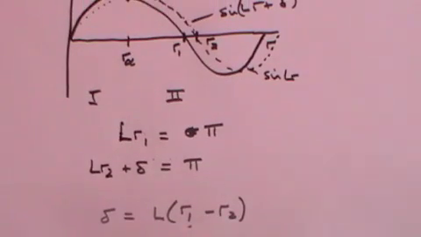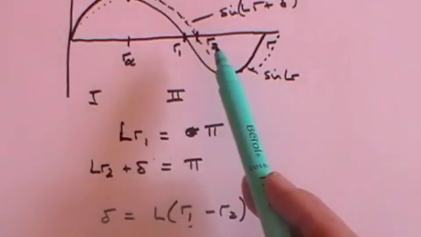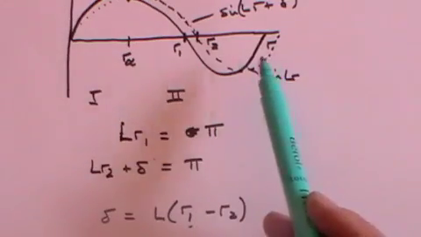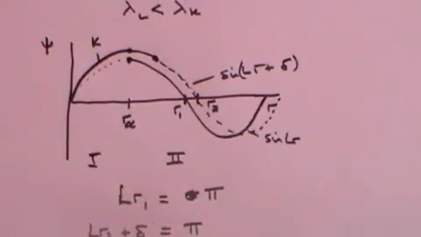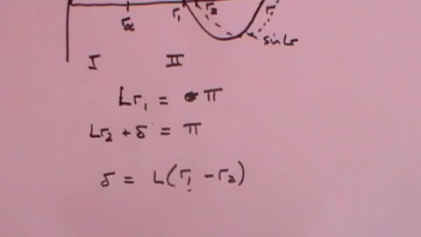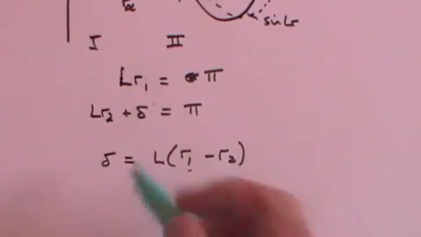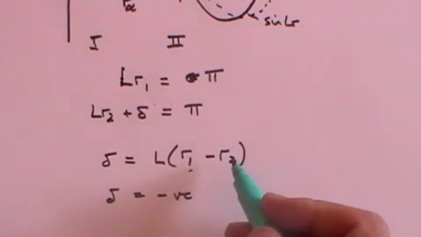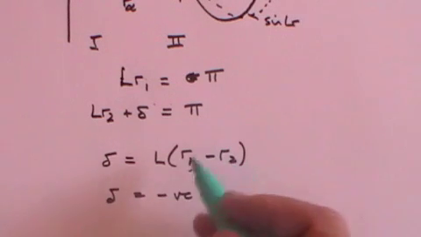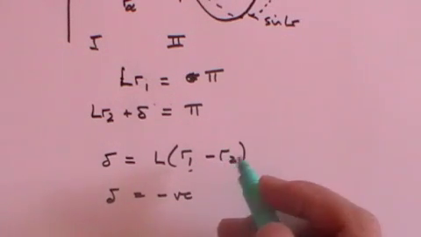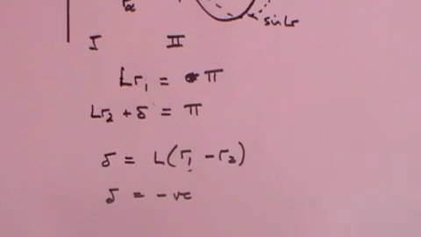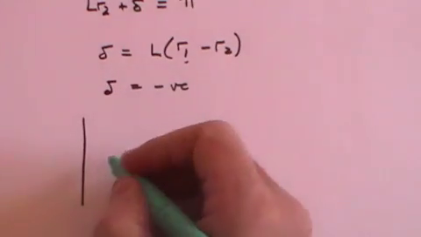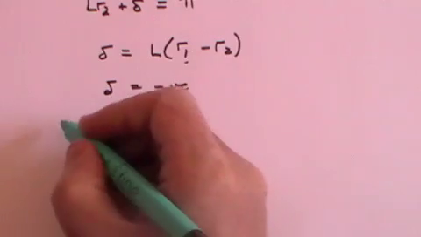But if you observe, R1 is always less than R2 because you had to shove this wave to the right in order to match up the discontinuity. And that means that delta is negative, because R1 is less than R2, so this is going to be a negative term.